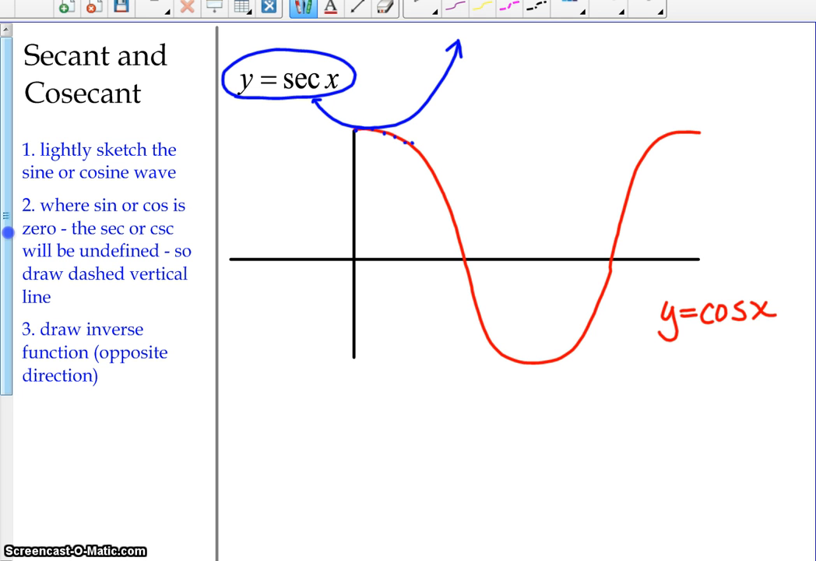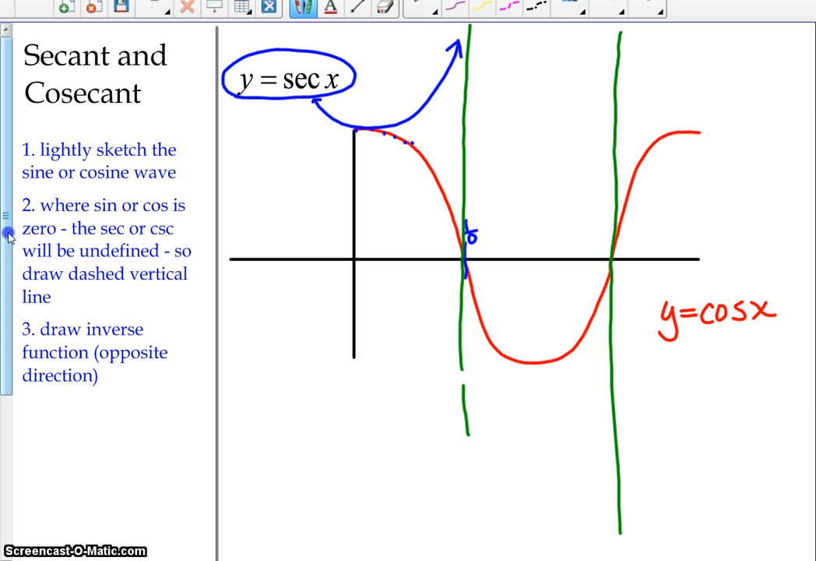But when the cosine crosses 0, the secant would be 1 over 0. We can't divide by 0, so what happens is called an asymptote. So I'm going to have an asymptote there, and here's another asymptote, a straight line. The graph follows that asymptote and is almost repelled by the graph in red. So there would be my graph. This goes up here.